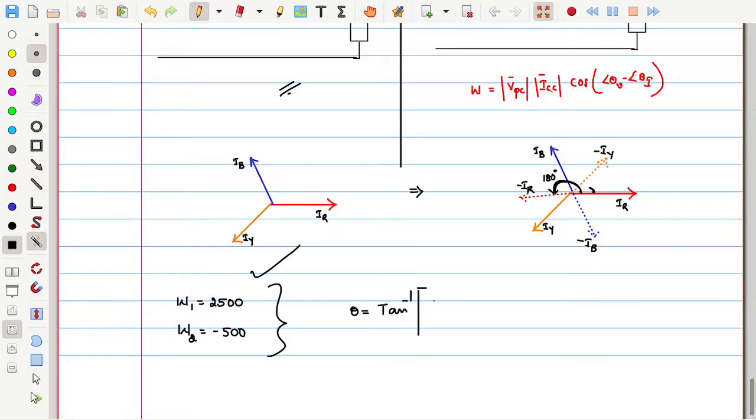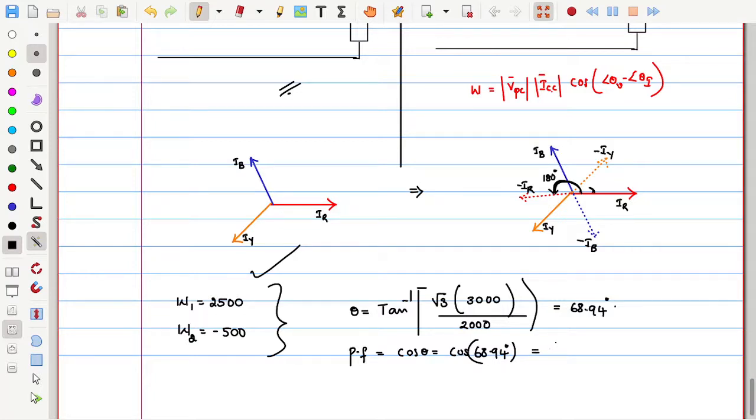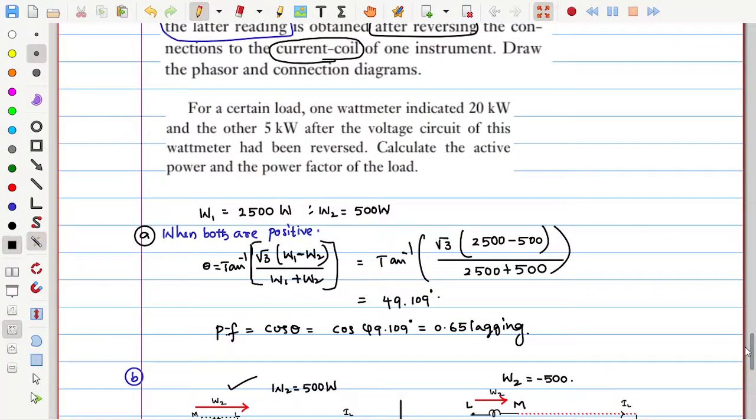So tan inverse of root 3 into W1 minus W2, which is 3000, divided by W1 plus W2, which is 2000. How much is this value? So 3 root 3 by 2, tan inverse, is 68.94 degrees. Okay, so what will be the power factor for this case? Cos theta is equal to cos of 68.94, which is 0.359. As theta is still positive, we can say this is lagging. Okay, so in this way you can interpret this important coil reversal carefully.